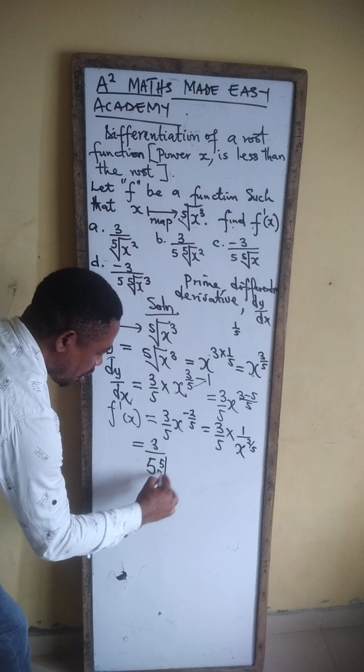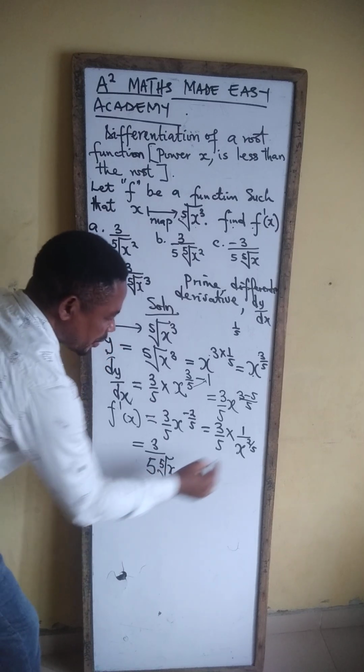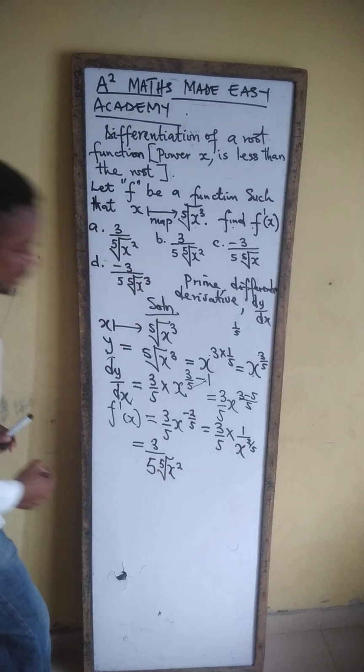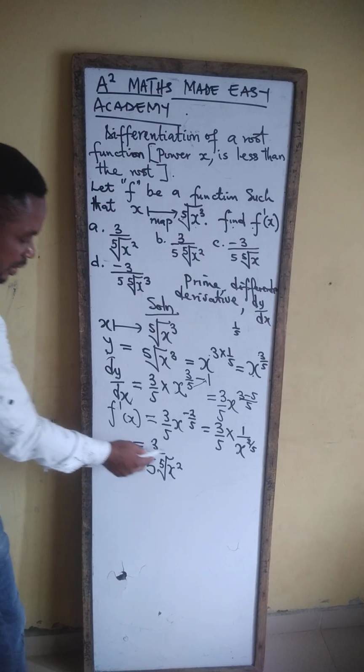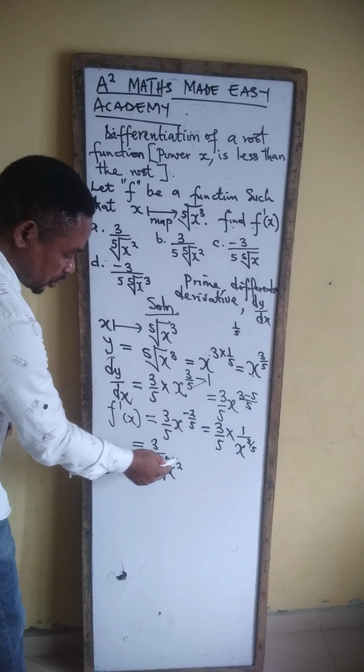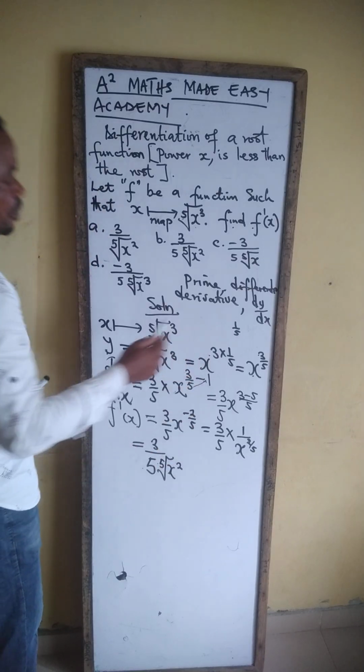Fifth root of what? X. Are you with me? Raised to the power of what? 2. Now this is the final answer using the general word formula. The answer is 3 all over 5. Then fifth root of what? X raised to the power of 2.